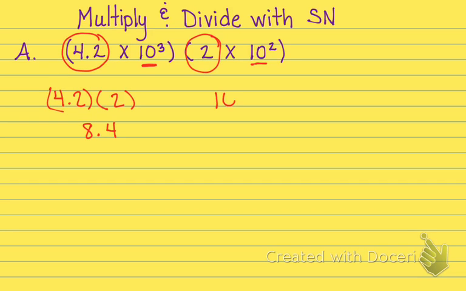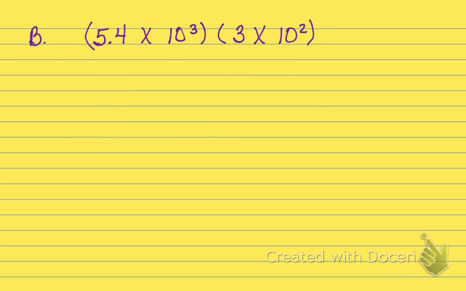Then we're going to multiply the 10 to the third power times the 10 to the second power. Well, these are like bases, so we can keep the base, and we add when we're multiplying exponents together. Then we check: is this in scientific notation? Yes, it is. We have one place value, that's 1 to 9, and then we have 10 to the fifth, so this would be your answer. So let's try another example.